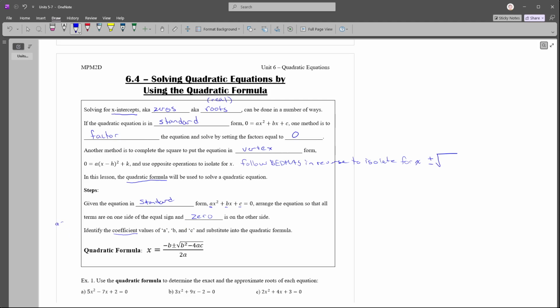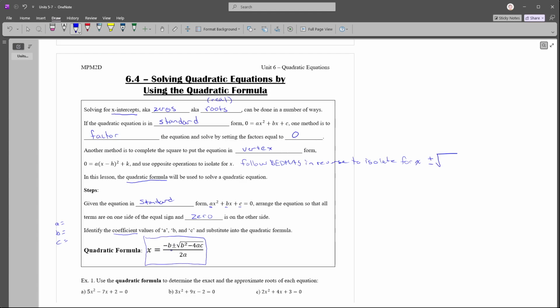I'll say something like a is equal to this, b is equal to this, and c is equal to that. And then once we have that, we are going to just simply substitute them into this equation and solve. You're like, what? That is a crazy equation, Mr. Lane. Yep. But just keep saying it to yourself in your mind, and you will have it memorized forever and a day. So here's the quadratic formula.